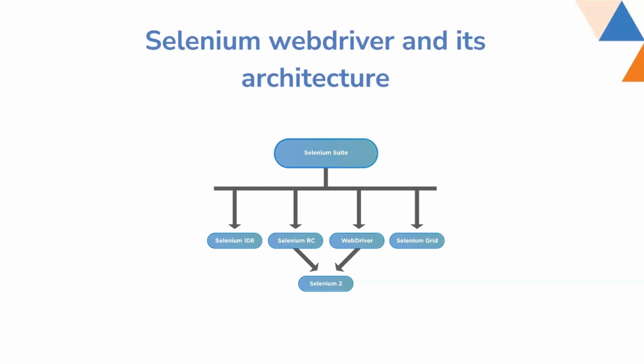Selenium Grid is another component which helps in parallel test execution across multiple browsers and platforms. When we talk about this grid, it has a hub and multiple nodes. The hub acts as a central server and receives test requests and then distributes them to the various nodes as per availability.